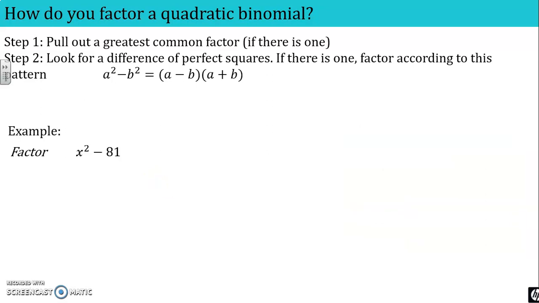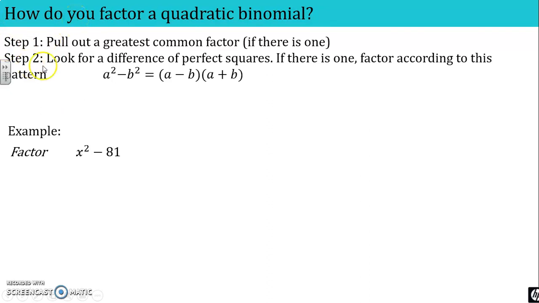So, next one. Once again, we're going to start with step one. Pull out a greatest common factor if there is one. So if I'm looking at these two terms, there is no greatest common factor besides one, and we're never going to pull out one. So step one doesn't apply to this problem.